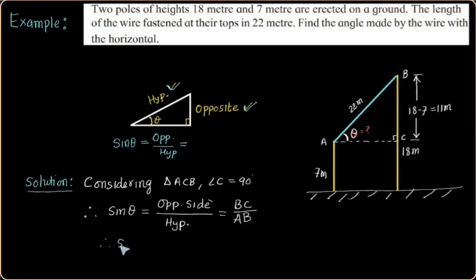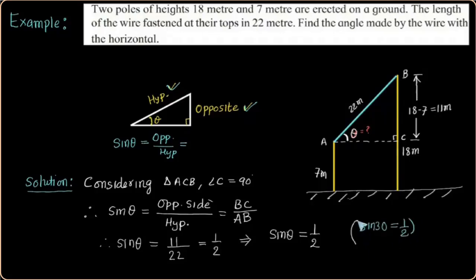Therefore, sine theta is going to be, BC is 11 and hypotenuse is 22, friends. So that will be 1 by 2. It means we got sine theta equals 1 by 2. But we know that sine 30 is 1 by 2. This is the basic trigonometric ratio. Sine 30 is 1 by 2, friends. So therefore theta equals 30 degrees. So the angle made by the wire with the horizontal is going to be 30 degrees. Straightforward. This way we can easily find unknown angles if you know any two sides of the triangle.